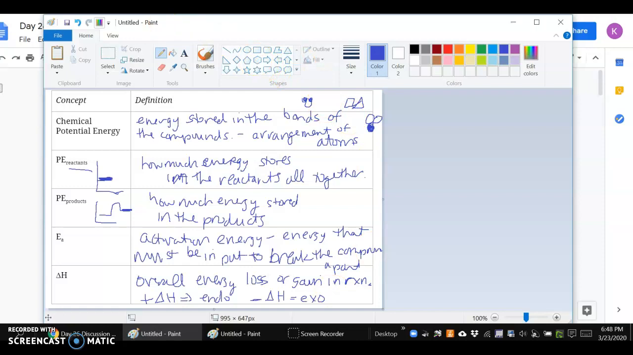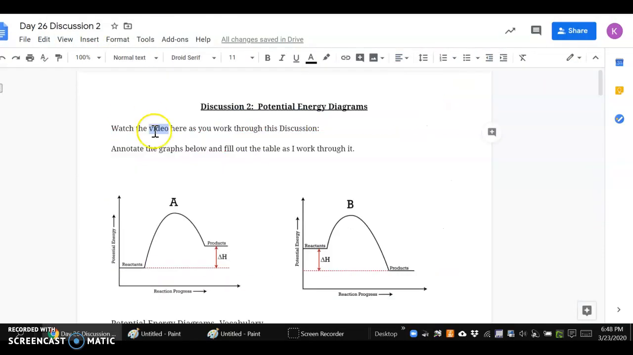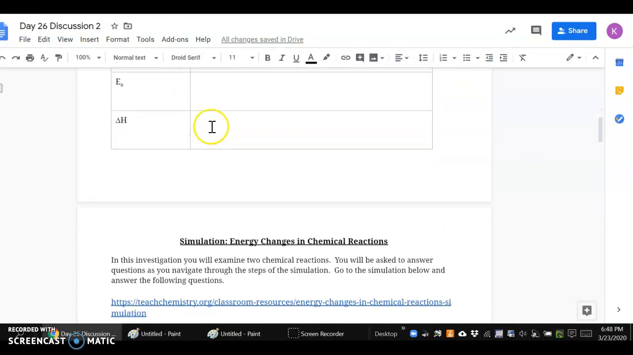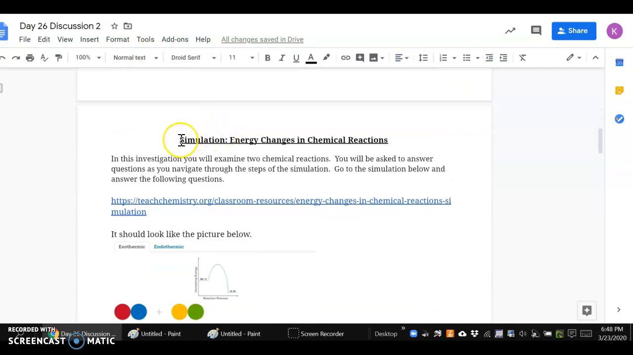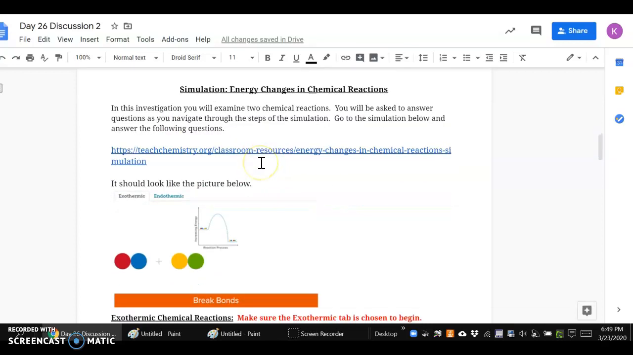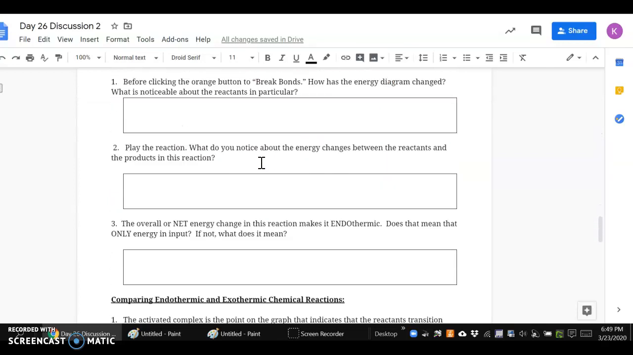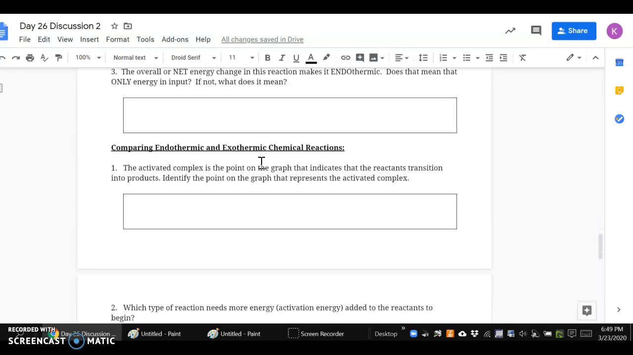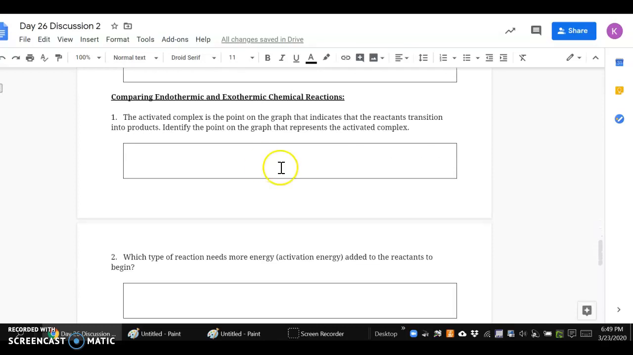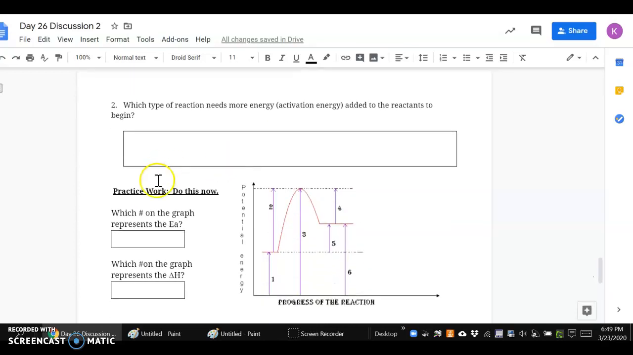Now you're going to go back to this document and fill that out. Now I want you to work through this simulation. I'm going to kind of start you on it, but then I'm not going to answer it for you. I want you to work through it, and then you're going to answer all these questions. I'll probably put up a key, but please do it first. Don't just copy it because then you're going to be lost. And then you can do some practice work here.